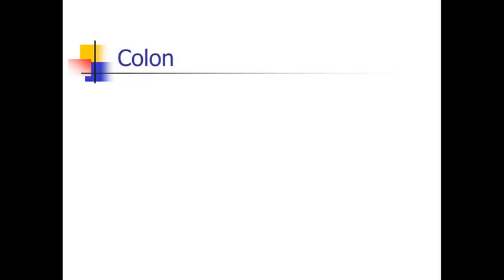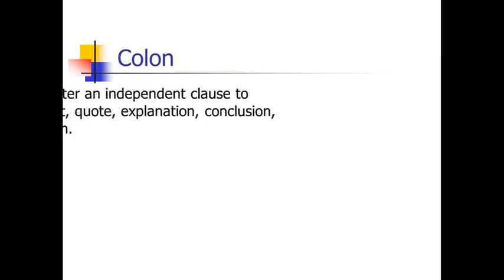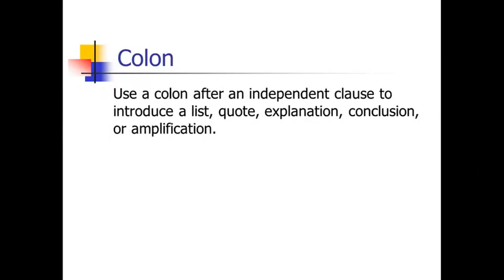All right, so moving to the colon. Now the colon has several uses. Colon always has to come after a clause. So again, that means you have to have a subject and a verb, a subject and a predicate. So you always have that before the colon, and then the colon often introduces a list, or it might introduce a quote. We don't use so many quotes in scientific writing, but if you are using quotes, you can use a colon to introduce it. Or it might introduce an explanation, a conclusion, or an amplification, and I'm going to give you some examples of all of those to show you what I mean.